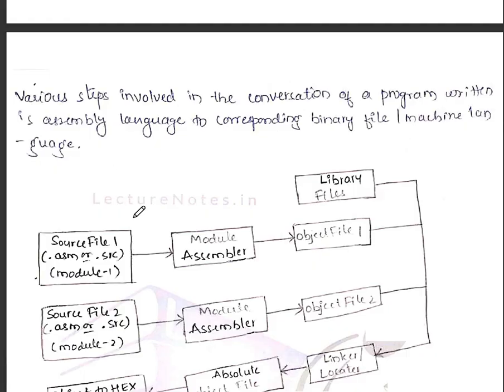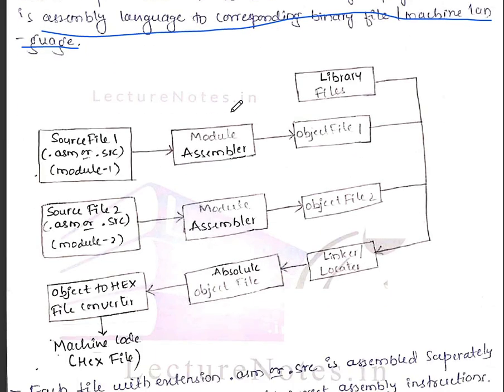So there are various steps involved in the conversion of a program written in assembly language to the corresponding binary file or machine level language. Initially it has the source file. There are two source files here with .src or .asm file extension.